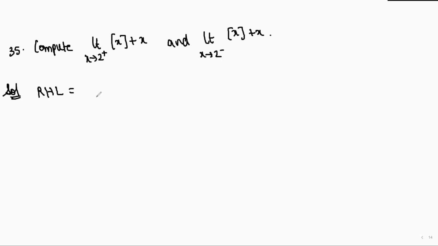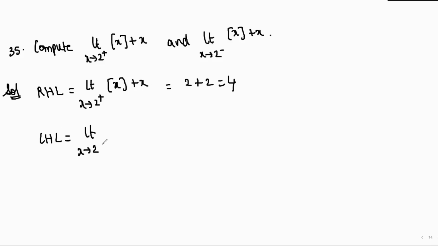So first let us find the right hand limit, that is the limit as x tends to 2 plus of [x] plus x. Here [x] is the greatest integer function, so [x] will be 2 here. 2 plus 2 is 4. Now the left hand limit is the limit as x tends to 2 minus. In this case [x] will be 1, since x is just below 2. 1 plus 2 is equal to 3.